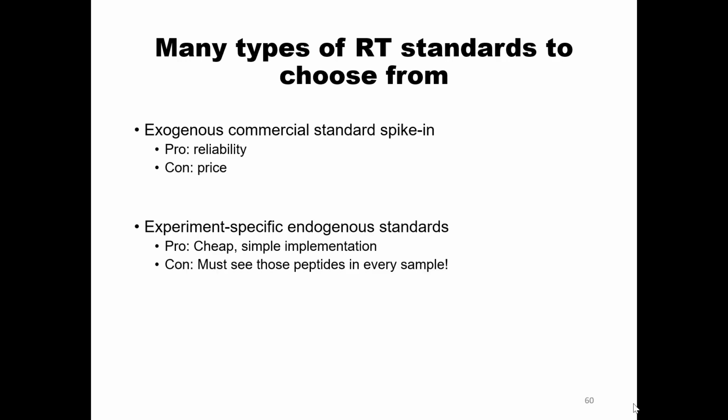The flip side of that is that they must be present in every sample if you're using endogenous peptides. So if I want to use some protein from yeast, and I'm doing a yeast cell lysate type of experiment, I better make sure that protein is in every single yeast sample that I prepare. If it's not, I'm missing one of my anchors and my calculator would be broken.